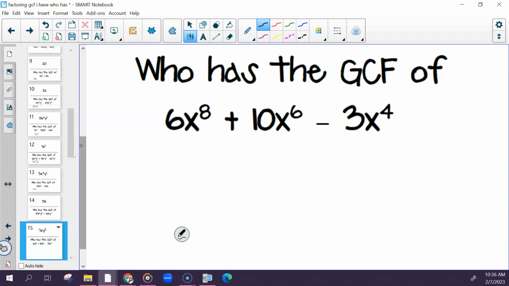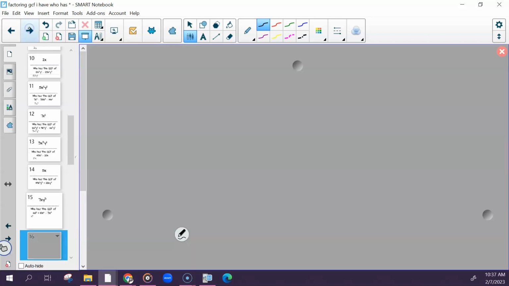Do these have a number in common? No. You don't have a number in common because of that 3. The 6 and the 10 were good. The 6 and the 3 were good, but they don't all have one. So how many x's do they all have in common? 4. So who has x to the 4th? Okay, so go ahead and read your card.